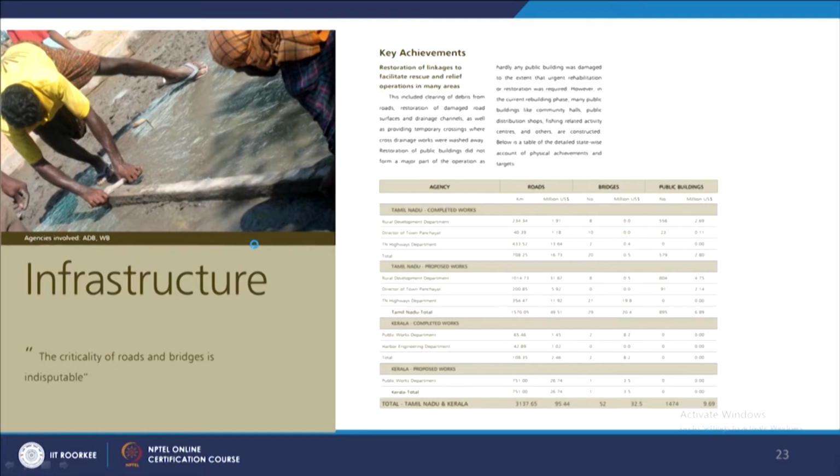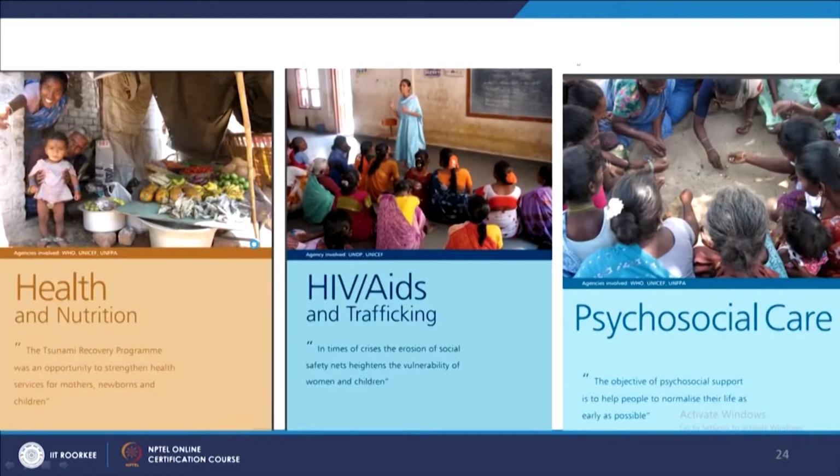And again the bridges, public buildings, roads: how many are planned, how many are completed, and what are the budgetary requirements. Similarly the health segment: HIV, AIDS, trafficking, as well as social care. Many children lost their mothers and fathers in the disaster, so how could they be taken care of, and how could the women who lost their husbands be given encouragement toward alternative livelihood systems, and how could health and nutrition be provided for children.